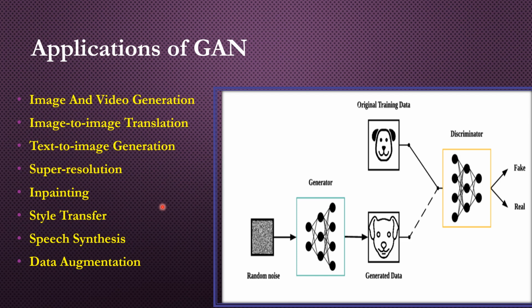So GANs can be used to generate synthetic speech that sounds natural and realistic. Then comes data augmentation. So GANs can be used to generate synthetic data for training machine learning models in various fields such as computer vision, natural language processing, and robotics. So these are just a few examples of the wide range of applications of GANs. As GANs continue to evolve and improve, they are likely to have an increasingly significant impact across many industries.